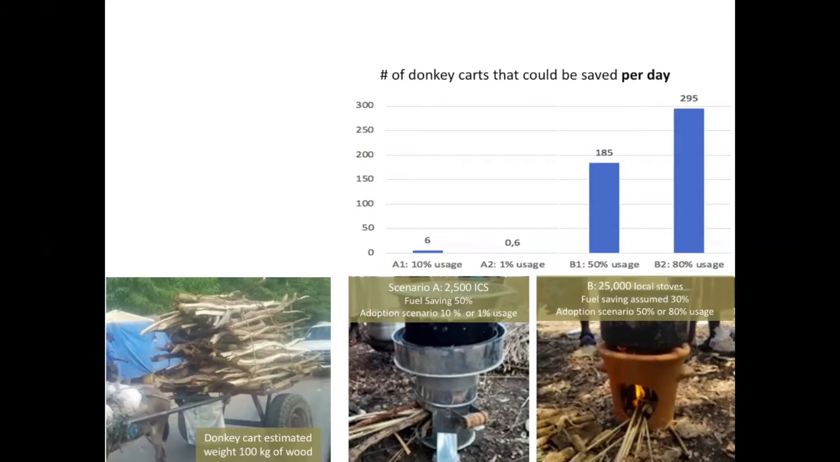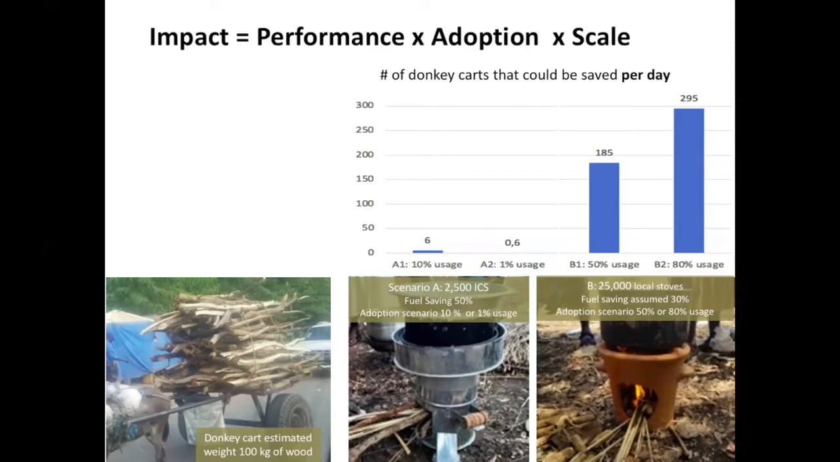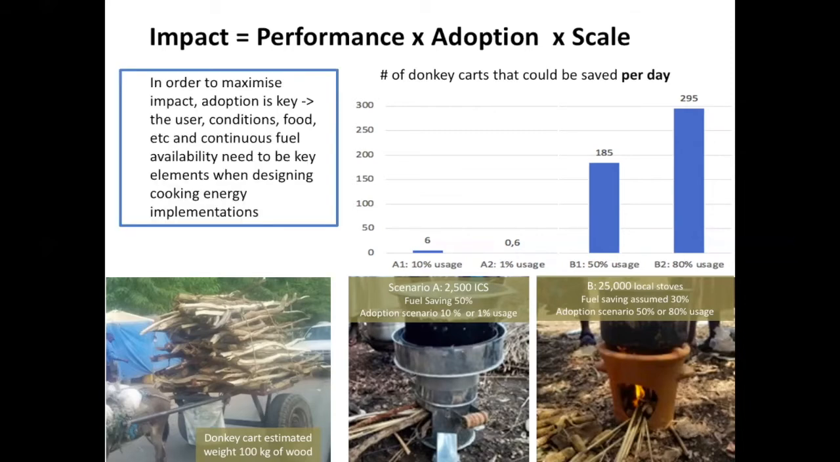What does that mean? Impact is a multiplication of performance, adoption, and scale. If one of these factors is low, the overall result will be low. That means that impact will be low. So we conclude, in order to maximize impact, adoption is key. The user, the conditions, the food, etc., and continuous fuel availability need to be key elements to be considered when designing cooking energy implementation. Adoption and scale can matter more than performance. A less performing stove that people like and use can save much more firewood than a better stove. Users' preferences are at the core of impact. We should listen to them.